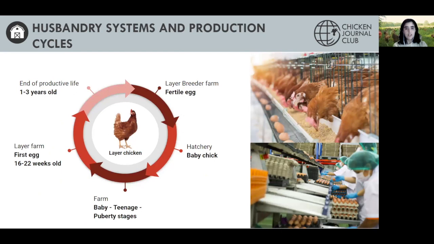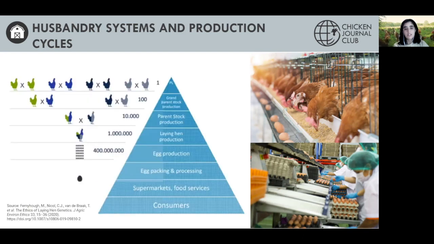As for layers, they too come from certified hatcheries and are taken to the farm until they reach sexual maturity and start laying eggs. Once their productive life cycle ends, they can be sold to other markets or sent to the slaughterhouse. In a similar manner as broilers, here is a breakdown of the number of birds that go behind egg production each time.